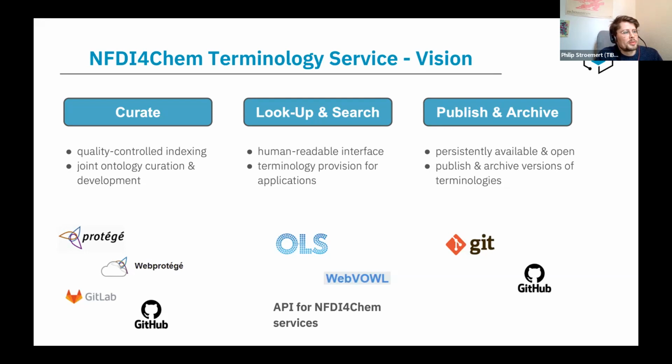The second pillar you have seen, it's basically mostly based on OLS. But also we would like to integrate features like Readable, for instance, for visualization of the terminologies as well, to make it more human friendly. And the third pillar, of course, when we talk about publishing and archiving, we want to ensure that if an application uses a terminology of a certain version, this version is persistently archived, so the application will function even though the terminology has been released with a new version.